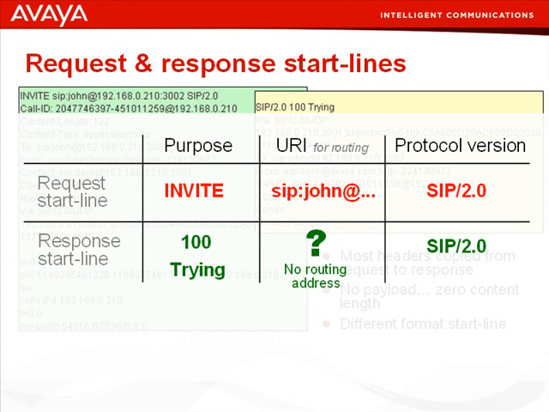Nothing in the start line to determine the route for the response to go back from the user agent server up to the user agent client. So that now begs the question, how is the response routed? Any ideas? Well, why not take a look at the response and come up with a hypothesis about how you think the user agent server gets routing information to route the response back upstream?